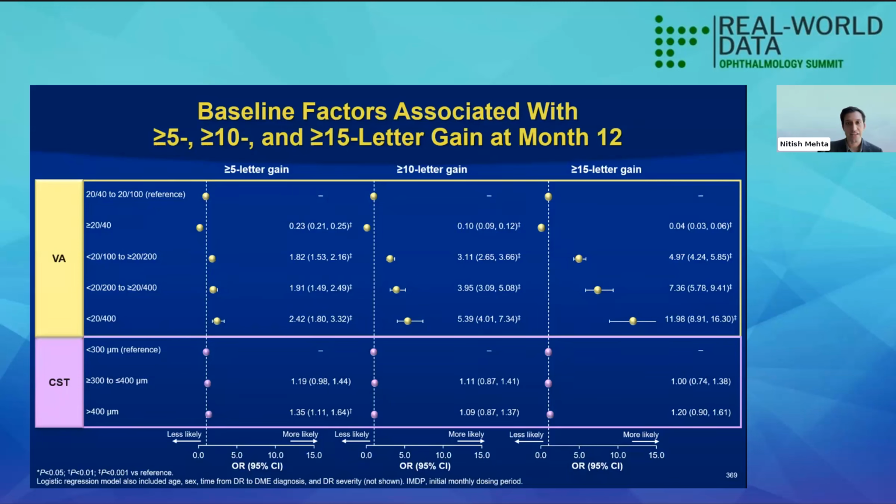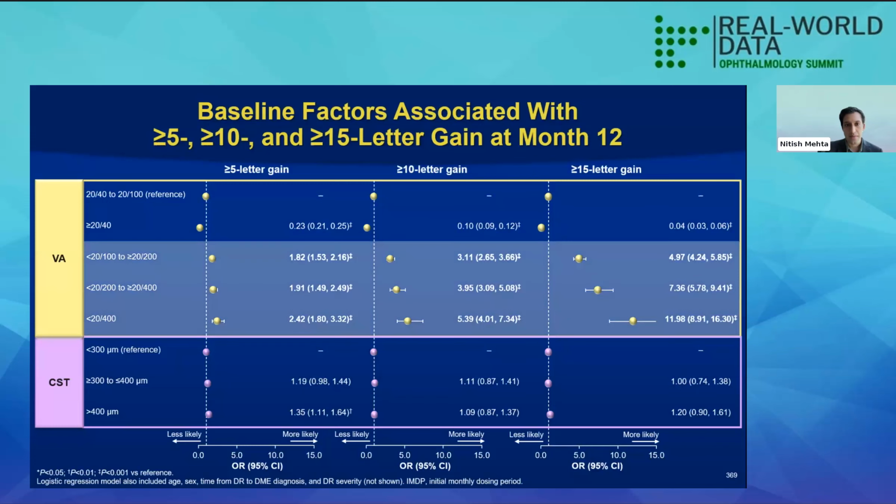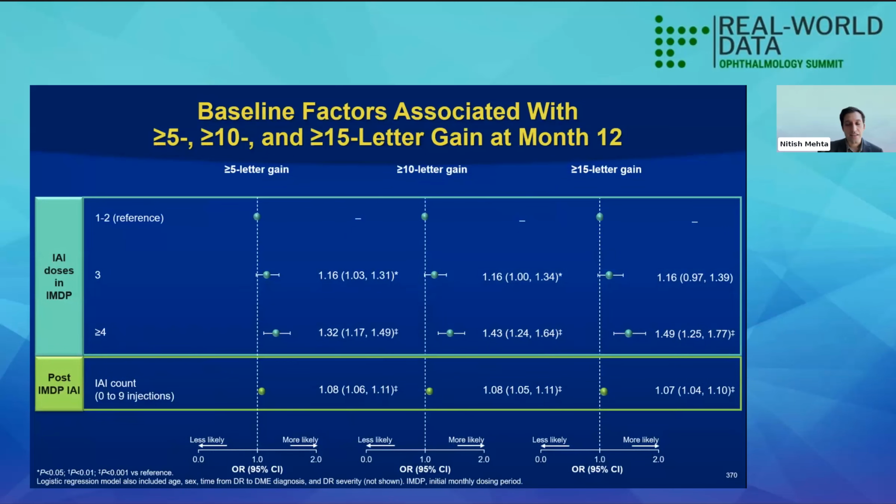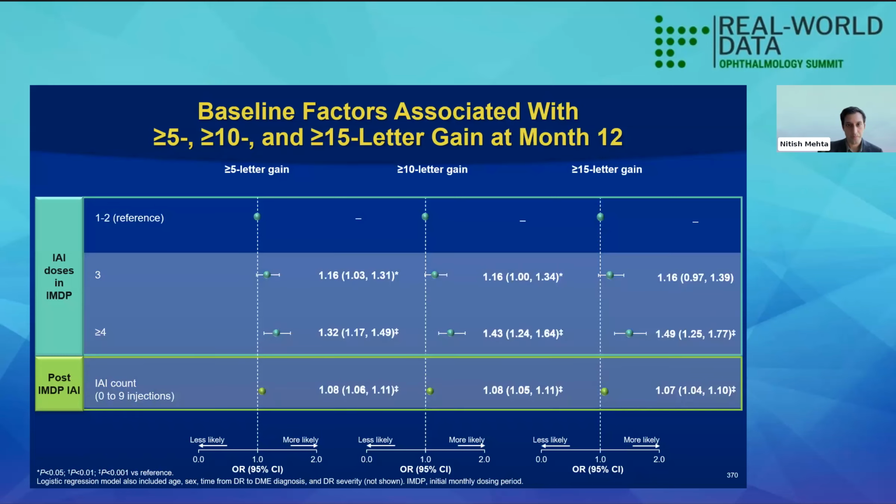On the baseline factors, we can see that there's more odds of gaining 15 letters when you had poor initial vision. CST did not seem to be as much of an impact in terms of the odds of gaining. And finally, there was again a greater odds of gaining 15 letters from baseline if you were aggressively treated in the initial monthly loading dose period.